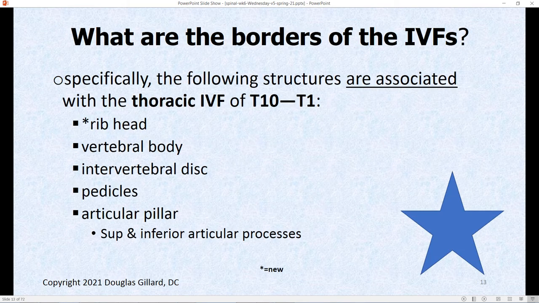What are the borders of the intervertebral foramen? This is always a good question. Well, the usual borders. So we have the vertebral body in the front. The intervertebral disc is a border. Pedicles, those superior and inferior vertebral notches, which are part of the pedicle. And then to the posterior, the articular pillar, both the superior and inferior articular processes. But the rib head is also a border, and that's new. It's a new border.